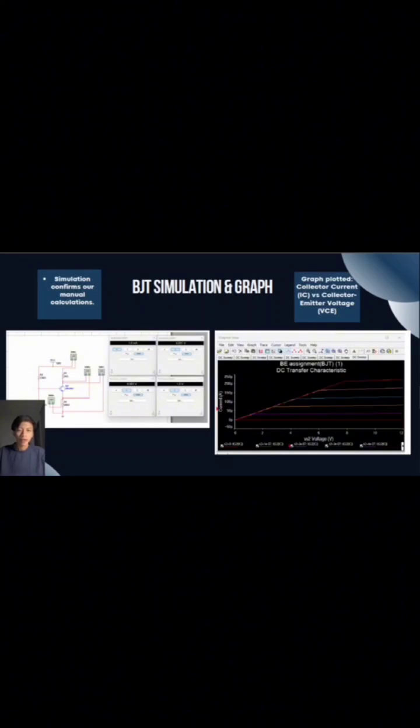My part is BJT simulation and graph. This slide shows the simulation of our BJT circuit. We plotted a graph of collector current IC versus collector-emitter voltage VCE. As VCE increases, the collector current also increases, which is the typical behavior in the active region of a BJT. This confirms that our circuit is working correctly. The simulation result also matches our manual calculation, so we know our analysis was accurate.